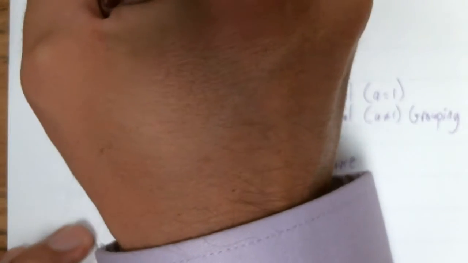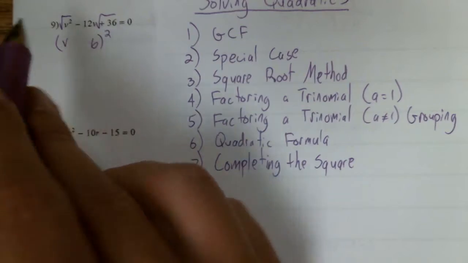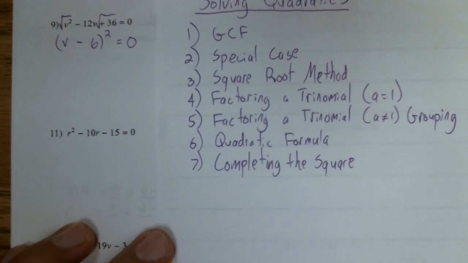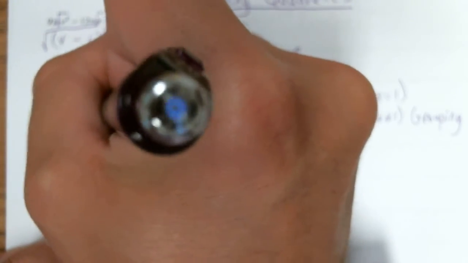So all I do is, just like we did in chapter 11, I throw a parentheses squared around it, and I just drop the sign. Since that's a negative, that's a negative. Okay. So now I've got v minus 6 squared. Okay, so if I just take the square root of both sides, I just get v minus 6 equals 0. And how do I get v by itself? I just add 6 to both sides. V is equal to 6.